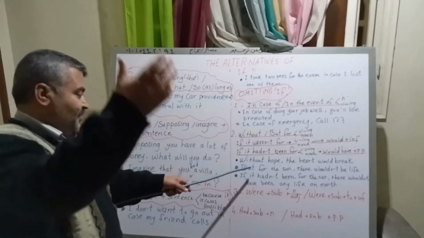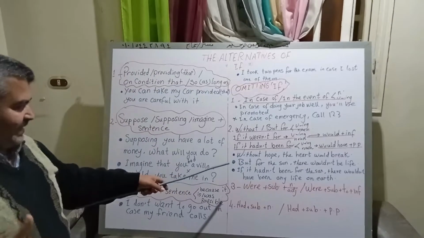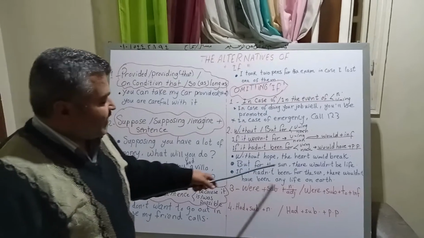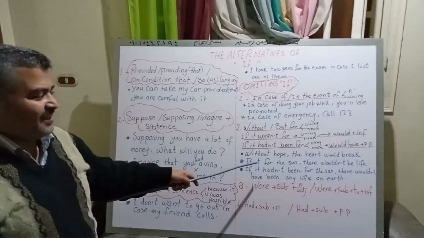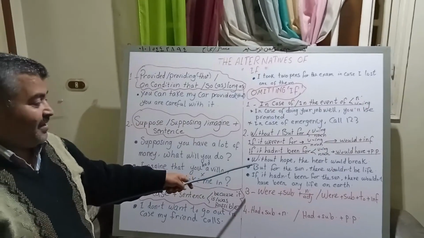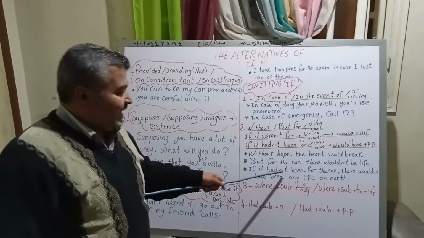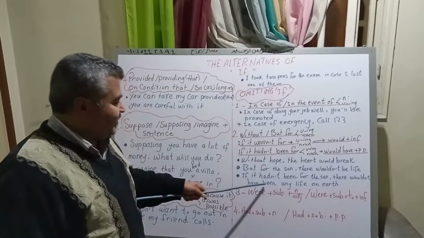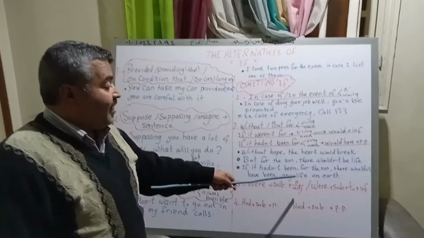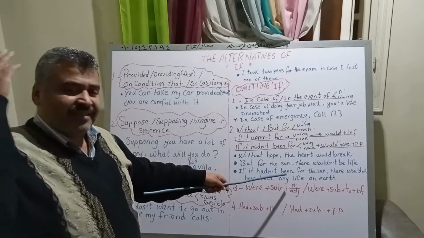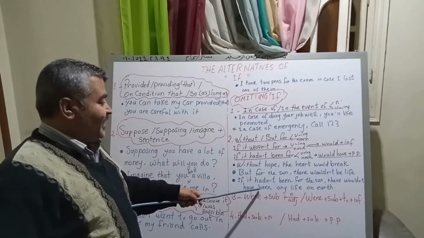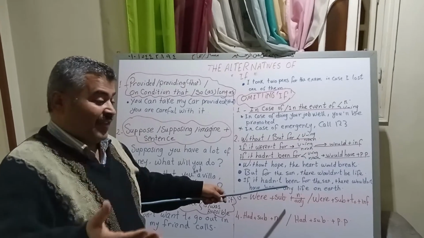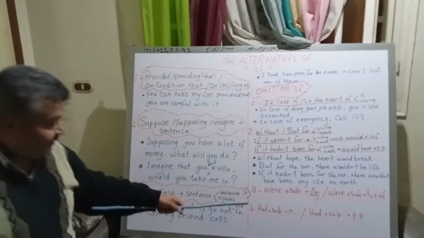Here, I suppose something that might happen. But for the sun, there wouldn't be life. If there wasn't any sun, there wouldn't be life, but there is a sun. If it hadn't been for the sun, there wouldn't have been any life on earth. That's in the past. If there hadn't been any sun in the past, there wouldn't be life on earth, but there was a sun and there is a sun.